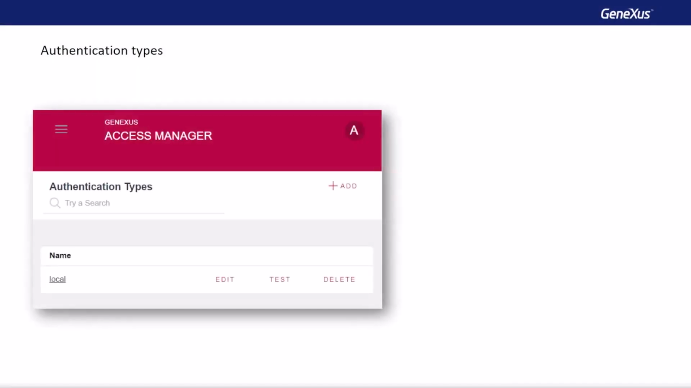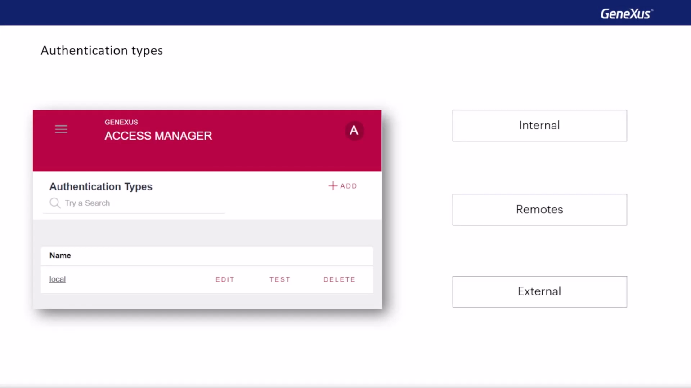Authentication types. Authentication is the act or process of confirming that something or someone is who they claim to be. GAM offers different types of authentication, including internal, remote, and external, such as web services, social networks, or Google. This will be covered in detail later in the course.